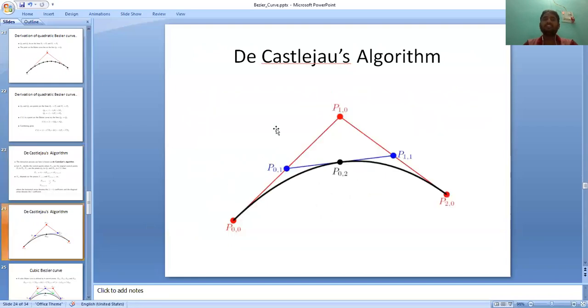According to de Casteljau's algorithm, these are the control points, and with these control points we get these points, and at the middle of these points we get this point. P00 and P10, the middle of this will be P01. P10 and P20, the middle of this will be P11, and the middle of P01 and P11 will be P02, and we can draw the line from this.